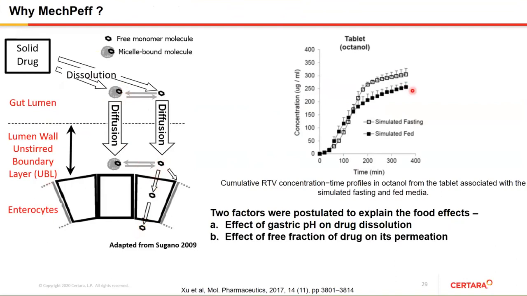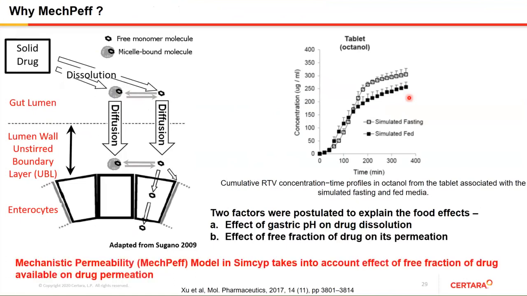And as you can see, in the fed state we have more bile salts, so we have a smaller free fraction compared to the fasted state. The free fraction is much larger in the fasted state, and this could explain the negative food effect observed for ritonavir. So that's why we used the Mech Peff model.